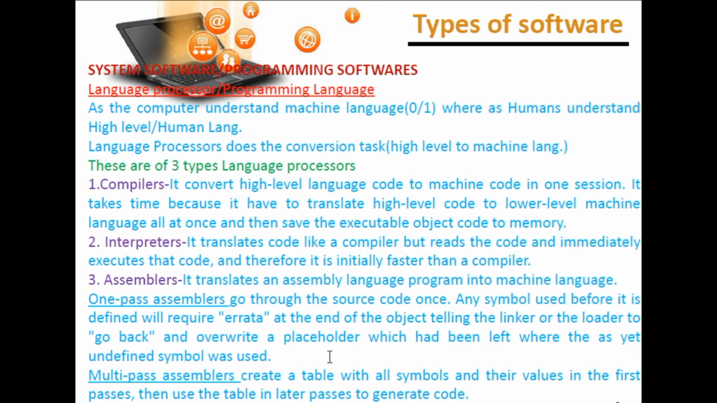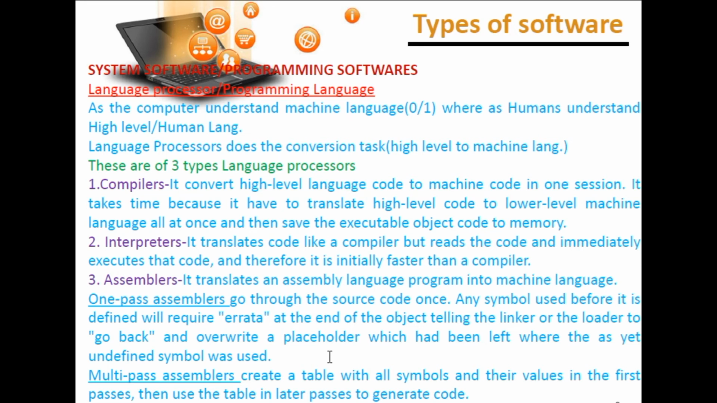Assembler translates an assembly language program, like mnemonics, into machine language, that is 0 and 1. There are two types of assembler: one-pass assembler and multi-pass assembler. A one-pass assembler goes through the source code once. Any symbol used before it is defined will require error data at the end of the object, telling the linker or loader to go back and override the placeholder that was left where the yet-undefined symbol was used.